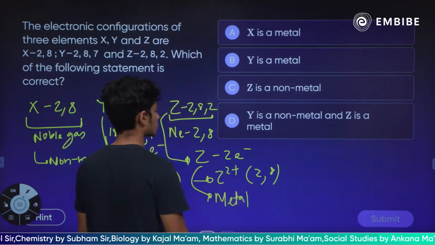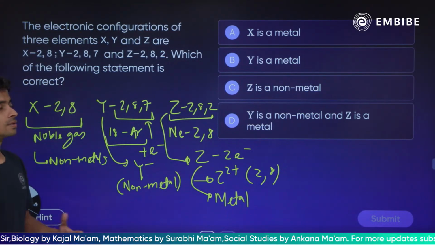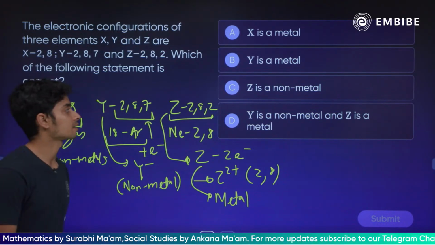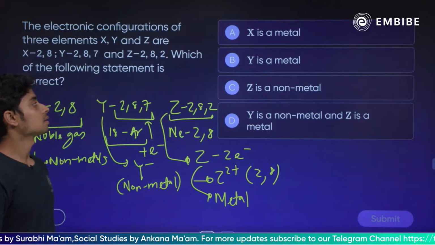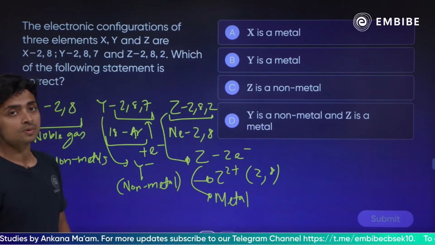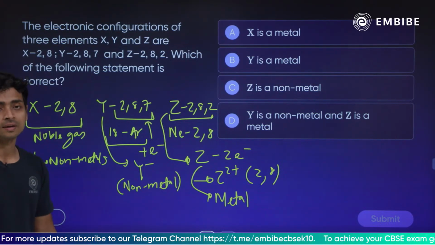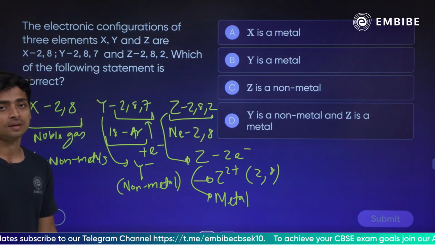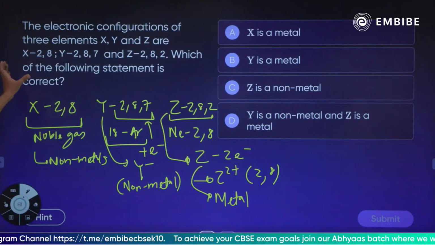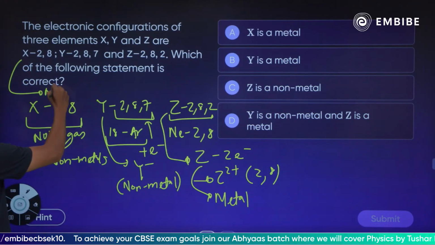So my X and Y are non-metals, and Z is a metal. Let's see which option fulfills all the conditions. Again, it is a single correct option type question, so only one option will be correct. So X is a non-metal. Another way to solve this question, I would say, is if you remember the electronic configurations of elements till atomic number 20. So X is 2, 8, so 10 electrons. So it is neon. Neon is a noble gas.